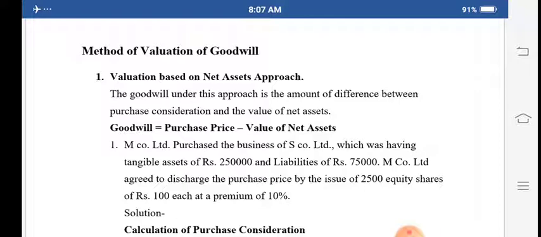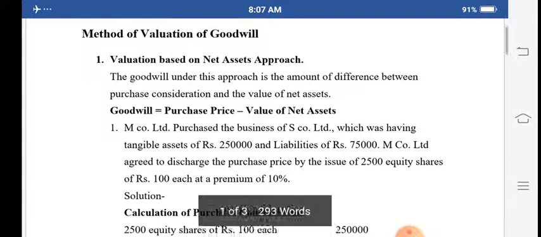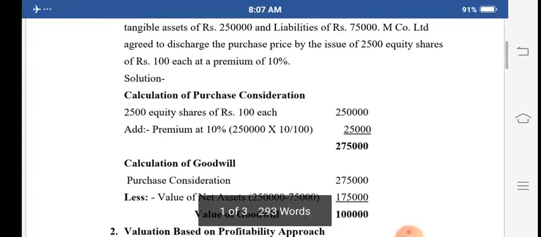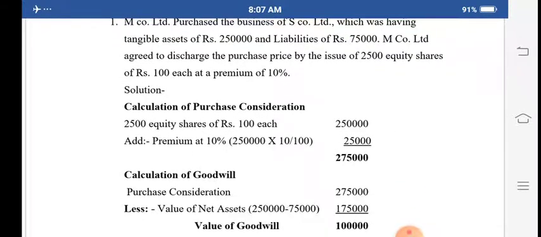So M Limited is going to issue how many shares? 2,500 shares. Okay, and each share price rupees 100 plus the premium. Okay, so now see here, calculation of purchase consideration: 2,500 equity shares of rupees 100 each, it's 2,50,000. Plus you have to add this 10% premium, otherwise you can calculate it directly. How to calculate it directly? 2,500 equity shares of rupees 100 each, so on this 100 you again have to calculate the 10% premium. It will be 110.